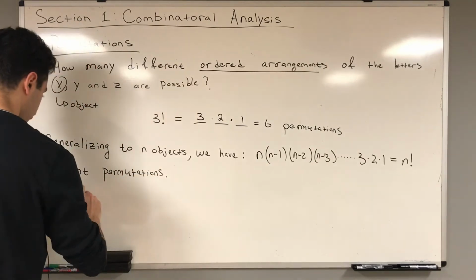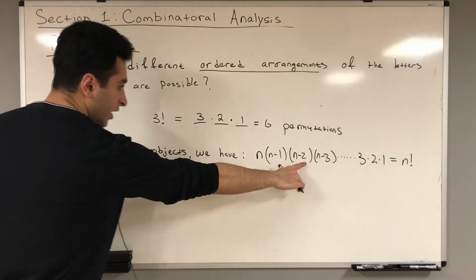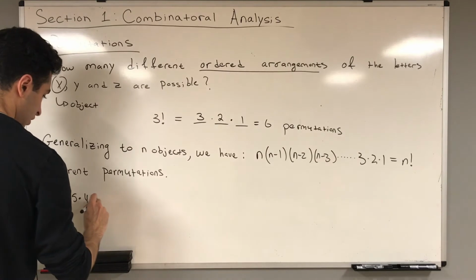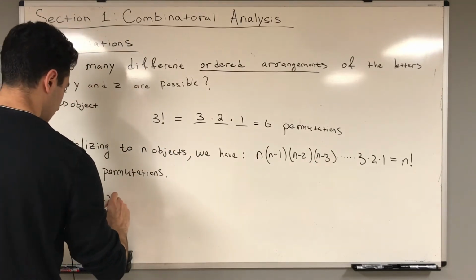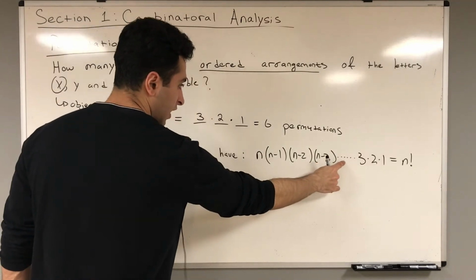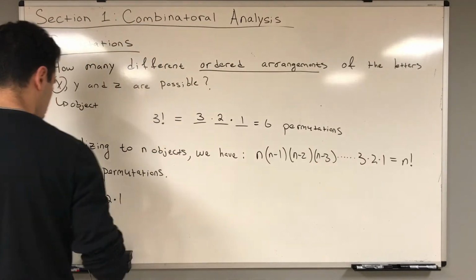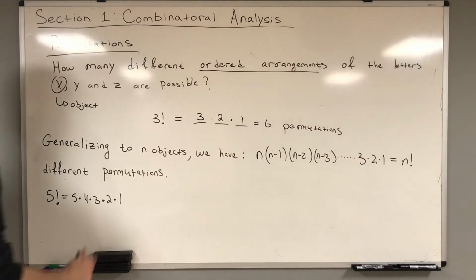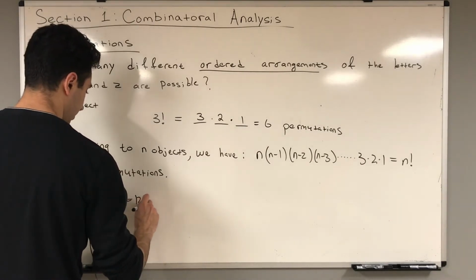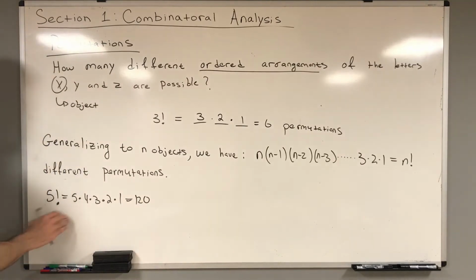5 factorial is 5 times 5 minus 1, 4 times 5 minus 2, 3 times 5 minus 3, 2 times 5 minus 4, so you have n minus 4 here, times 1. Oh, and that's it. I think that's 120. Doesn't really matter what the answer is, as long as you understand what the factorial means.